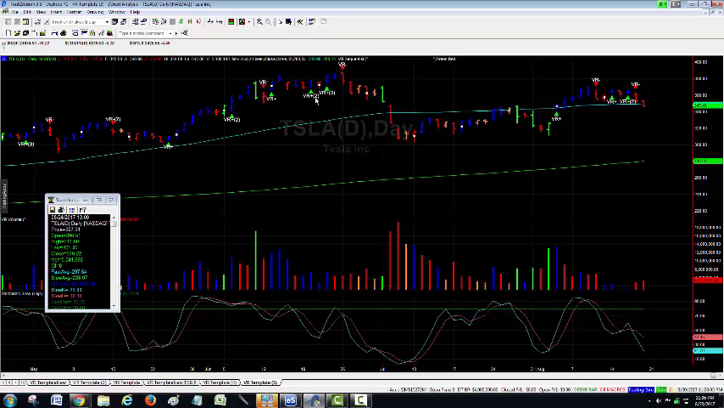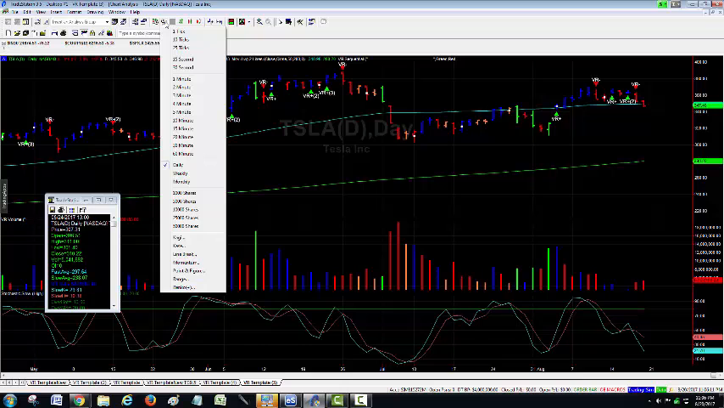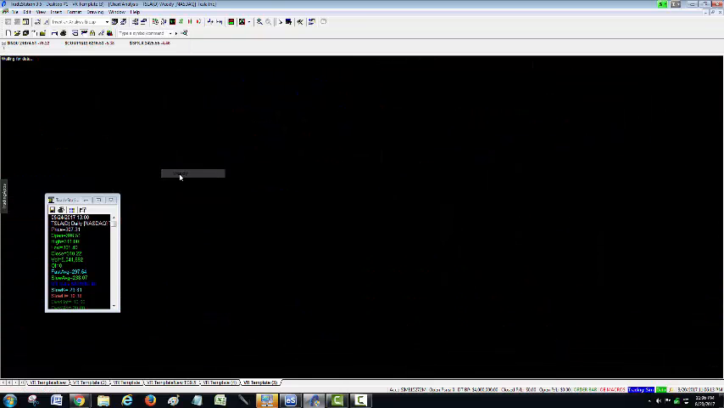You can put up the weekly chart, which we can here, and let's just take a look at that for a second to see how it fared on the weekly. So let's put that up here.